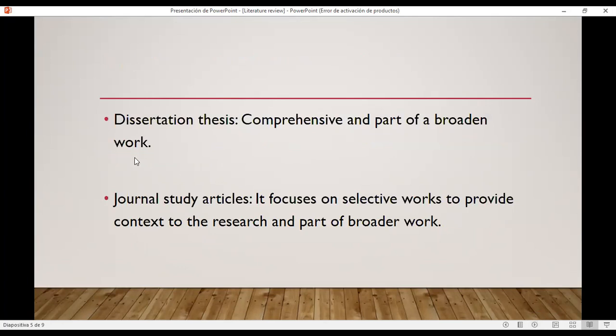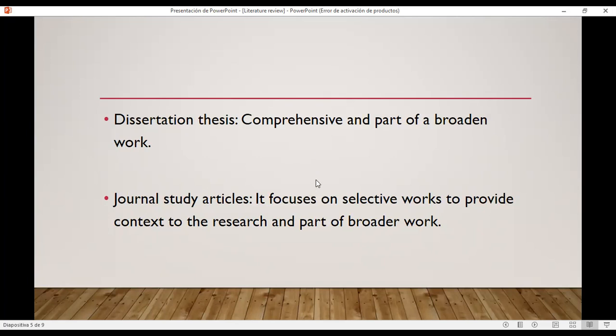Here we have the dissertation or thesis. It should be a broader work. What does broader mean? A lot of resources, because a thesis is allowed to have 100 pages or more.